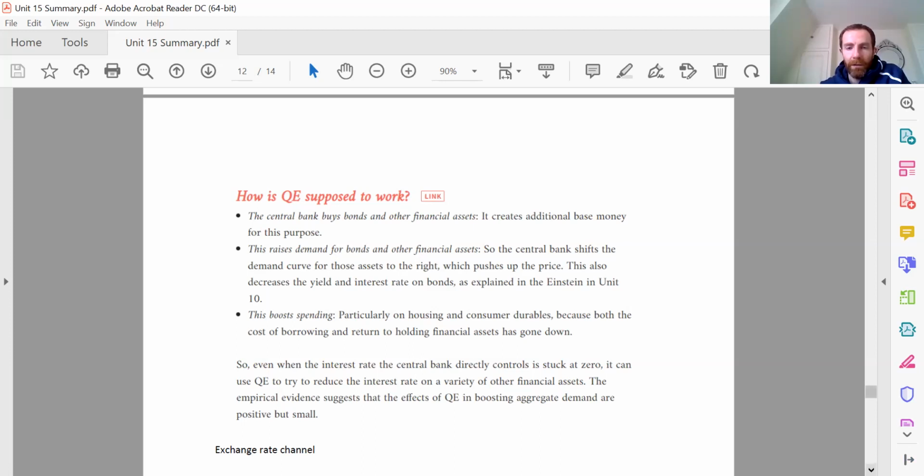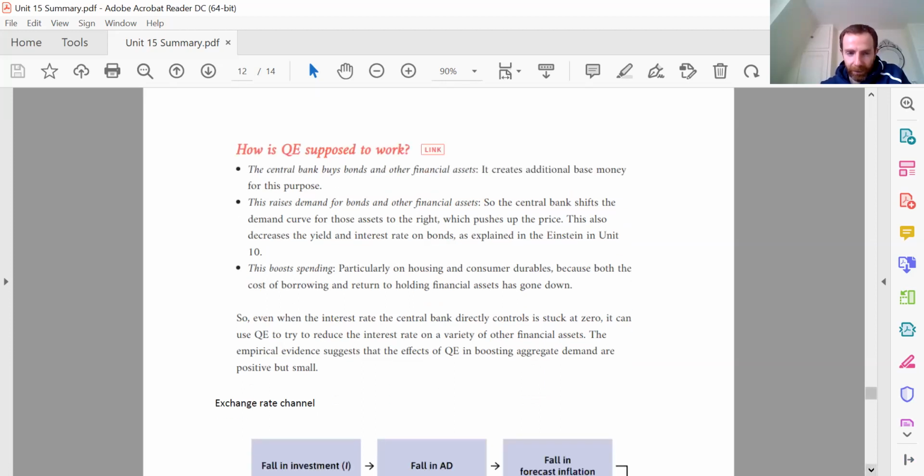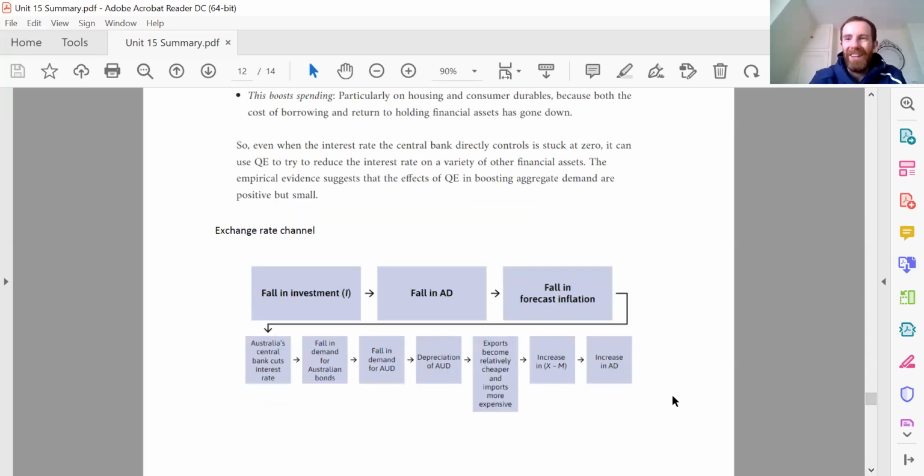Now, I said I was going to talk about this exchange rate channel. So why does changing interest rates have an impact on exchange rates, and why could this actually feed into monetary policy and using monetary policy to have an impact on aggregate demand? Well, we take this Australian example, this slowdown in the Australian economy, as an example of how this can work. So imagine, to begin with, there's been some fall in investment, and we know investment is one of the components of aggregate demand.